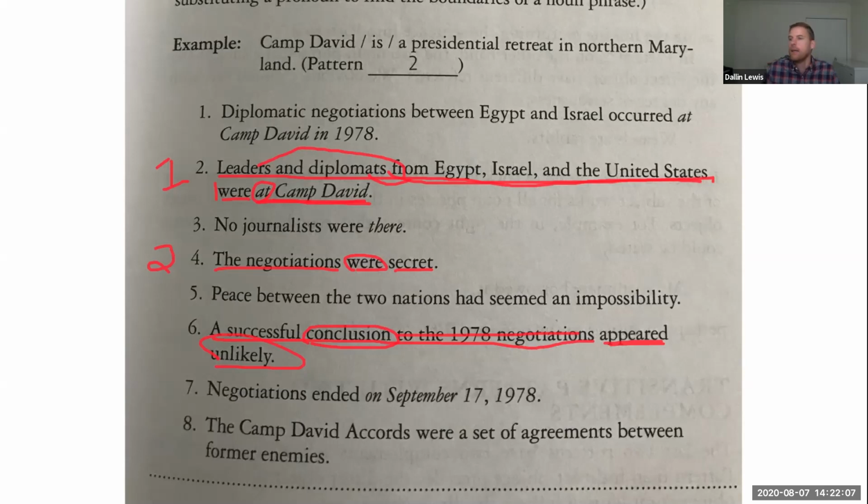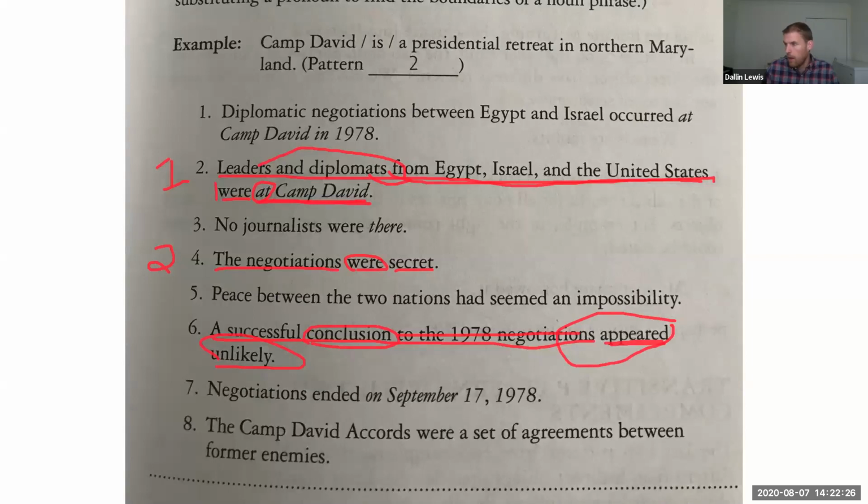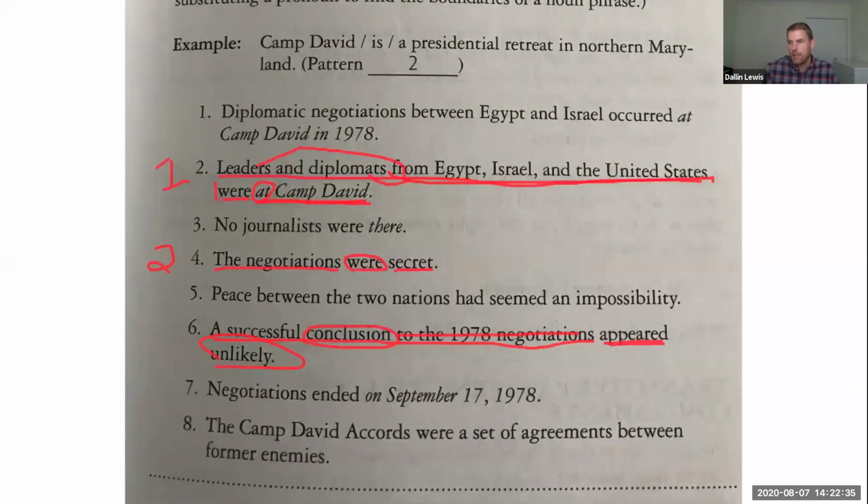It appeared unlikely. Now you might think, ly, that's an adverb, an adverbial, so this is pattern number 1. But two things. One, we learned last time that unlikely and other ly words can in fact be adjectives. They're not always adverbs. This is an adjective. Two, appeared is a linking verb. That is not a to be verb, but it's kind of like a to be verb. It connects complements. So this means it is a subject complement, defining the conclusion as unlikely. That's pattern number 3.